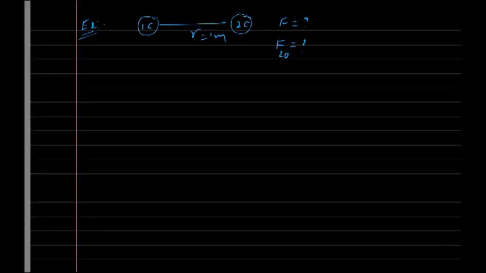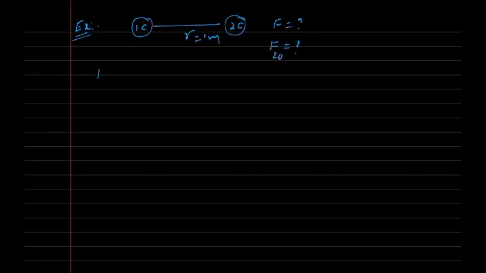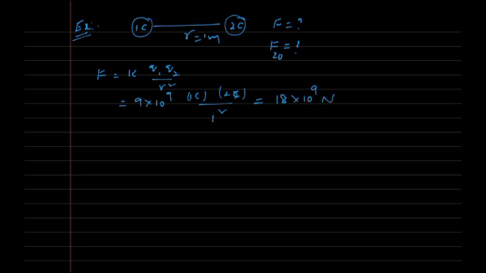So we know the relation F is equal to K Q1 Q2 by R square, right? So this K value is 9 into 10 to the 9. Q1 is 1 coulomb, Q2 is 2 coulombs, and R is 1 meter, squared. So you can simply calculate it. That is 18 into 10 to the 9. It is a very large value because we have taken a large value of charge.